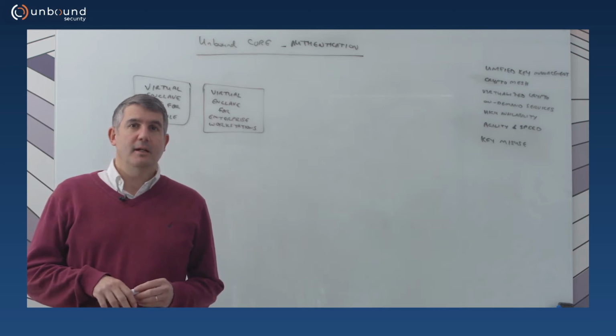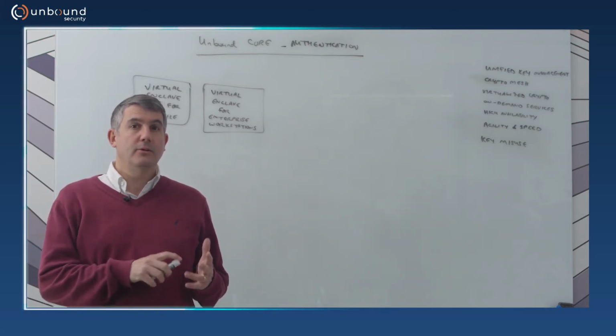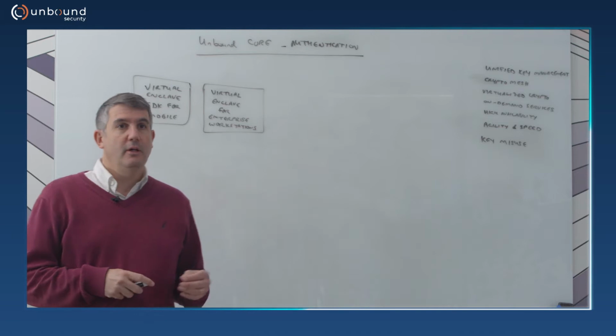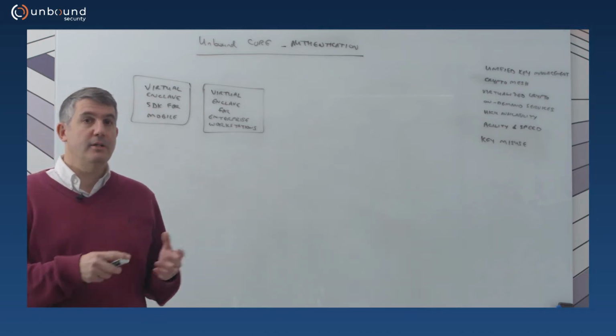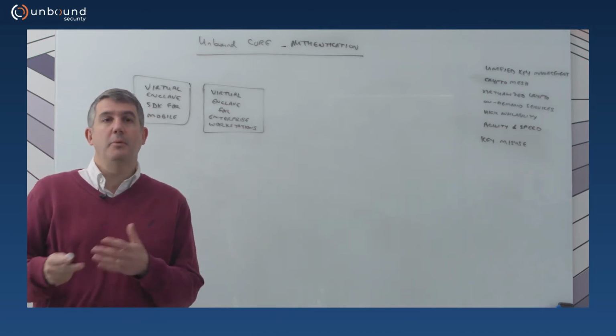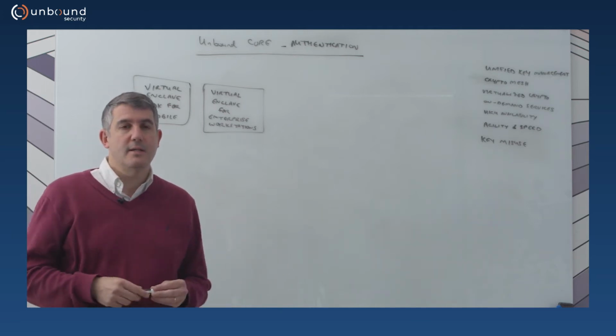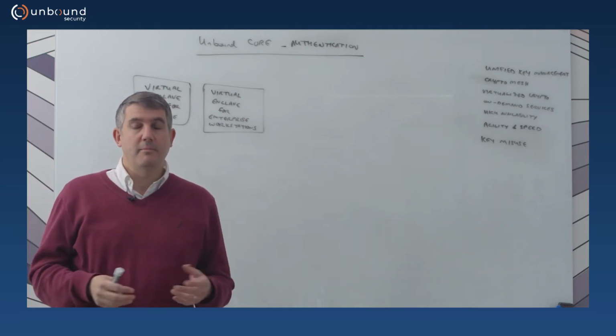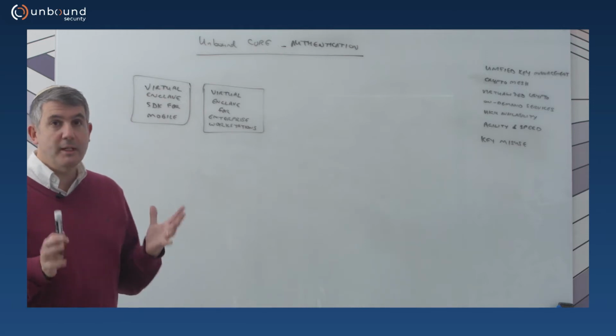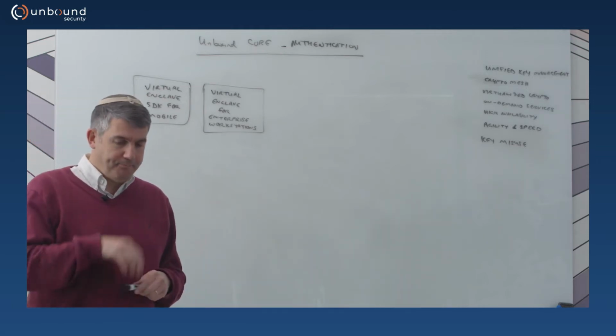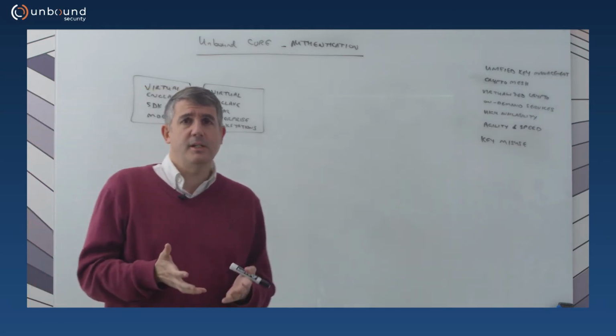In this session, I'm going to present Unbound Core's solution for authentication. Authentication of humans via mobile or workstations, how it works, and what its main benefits are. Let's begin with the main problem that we're trying to solve, which is human authentication.